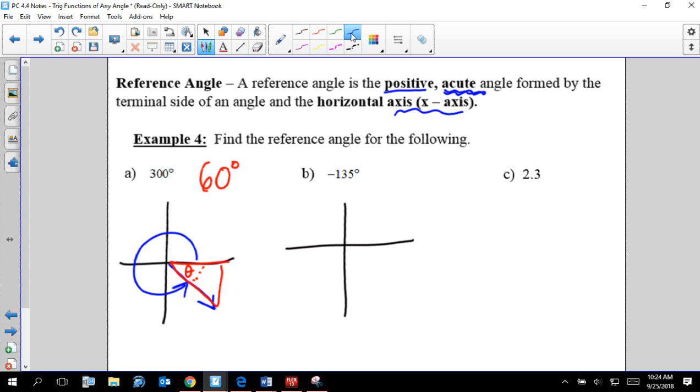Negative 135 starts here and goes down and around. The reference angle is how much is left to get back to the x-axis. How much did you say? I didn't hear. 45. Is that what you said? So that is not a negative number, even though the direction I would be going is negative. You don't write it as a negative number. It's just like this is a triangle. It has a positive angle inside of it. The reference angle is always positive. And then this one.